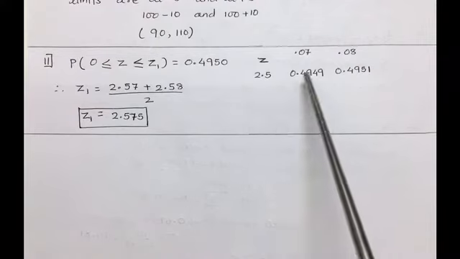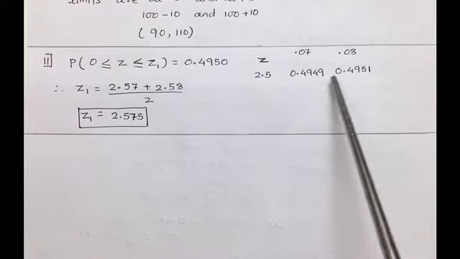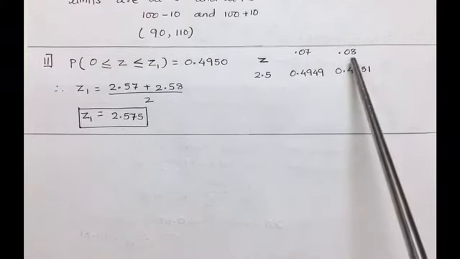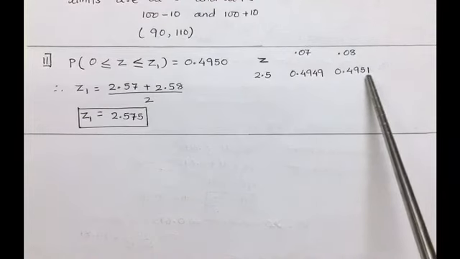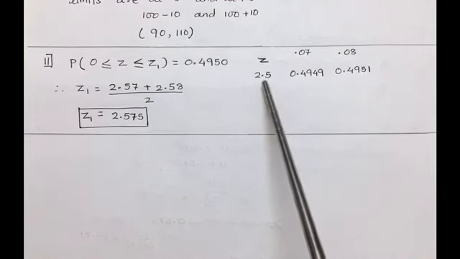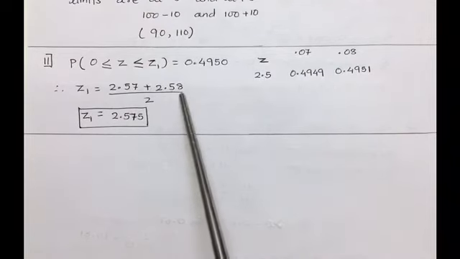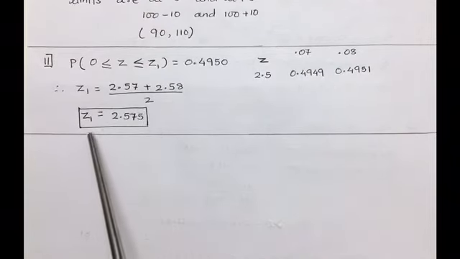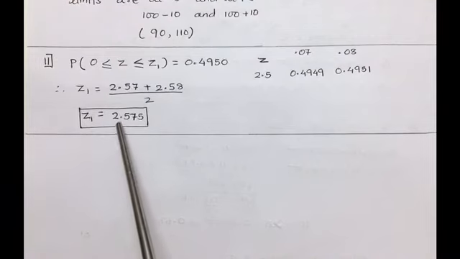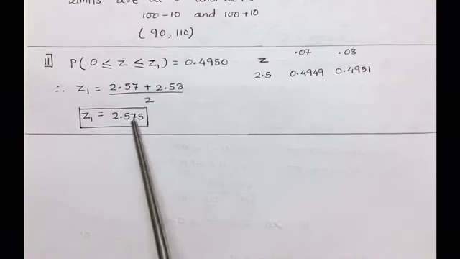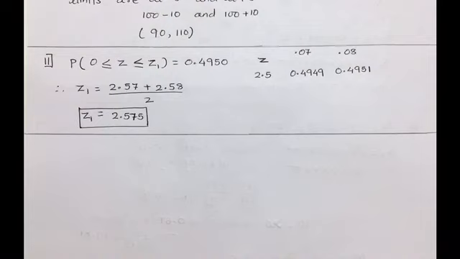So 2.57 gives 0.4949 and 2.58 gives 0.4951. So it comes out to be 2.57 plus 2.58 divided by 2. So Z1 becomes 2.575. So this is how Z1 is calculated using the table.